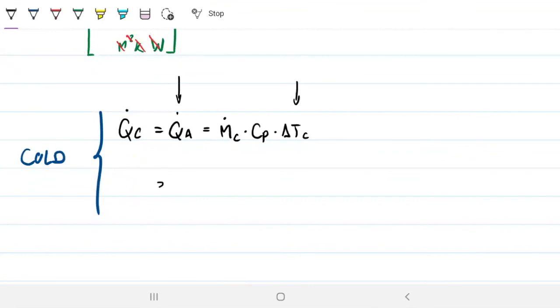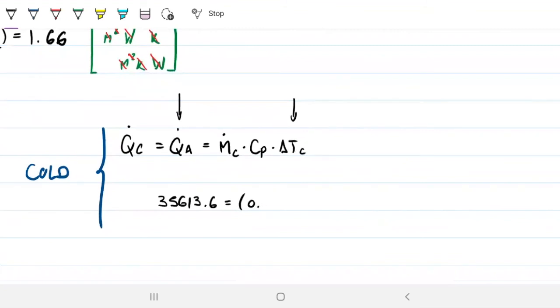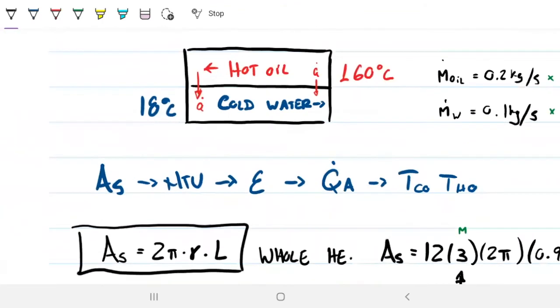First way is, we know this is 35,613.6 watts. We know the mass flow of the cold is 0.1. We know the C sub P of the cold is 4180, and that's going to give us the delta T of the cold. The delta T of the cold has to be, which one is greater? This one here or this one here? The right one or the left? I'm assuming the right one's greater. You can be sure, right? Yeah, for sure. Heat's flowing into it. That's right.